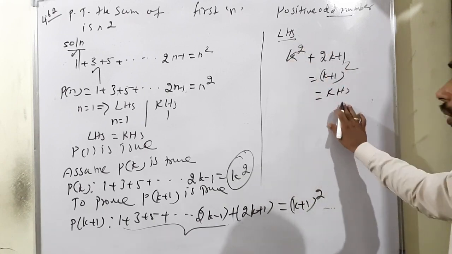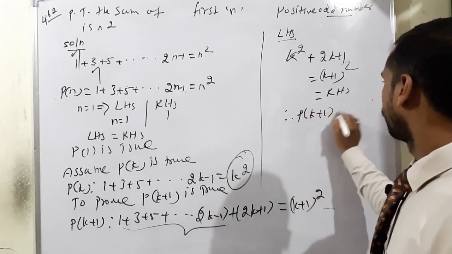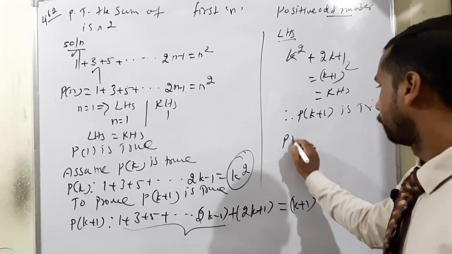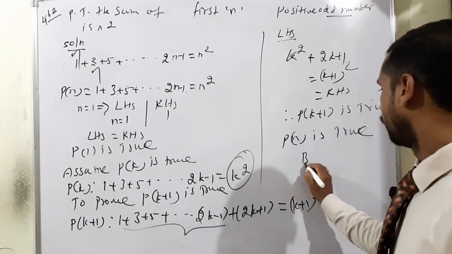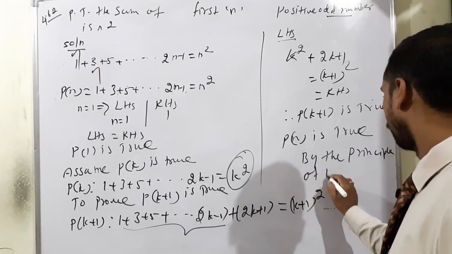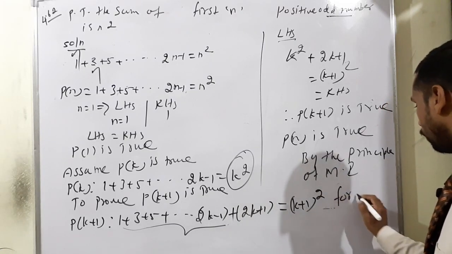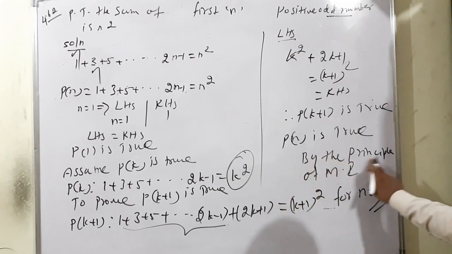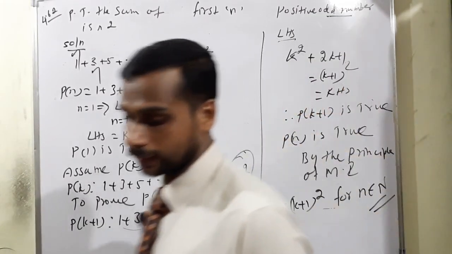If we prove LHS equal to RHS, we can say P of k plus 1 is true. If P of k plus 1 is true, we can say P of n is true. So therefore, by the principle of mathematical induction, for all n belongs to natural number, hence proved. Okay, the last line: by the principle of mathematical induction, for all n belongs to natural number. Okay, I will continue with the next example.